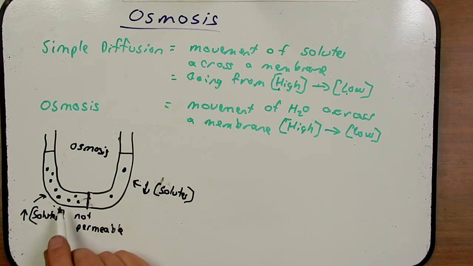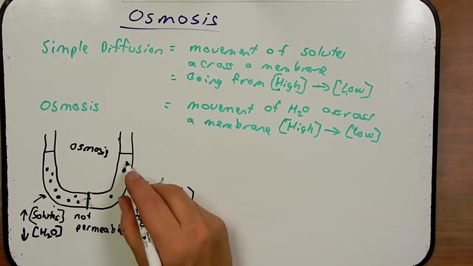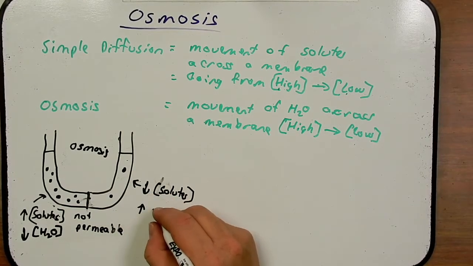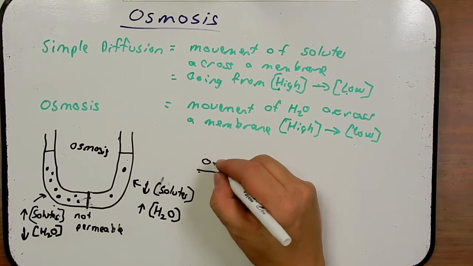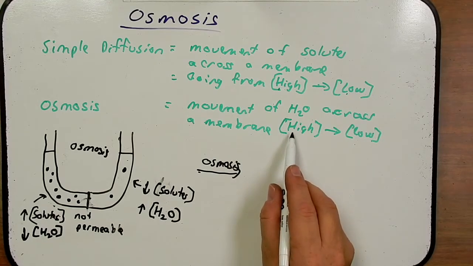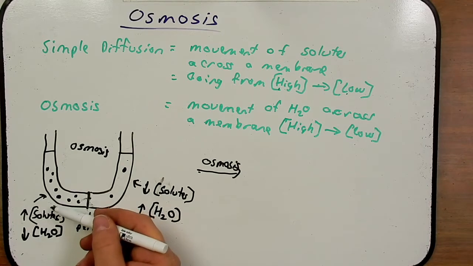And so the concentration of water is going to be the opposite of the concentration of solutes. So this side has a high concentration of solutes, so it's going to have a low concentration of water. Over here, a low concentration of solutes means there's more water, so here we're going to have a high concentration of water. If we allow for osmosis, the movement of the water, we will see it moving from a high concentration to a low concentration. That is, the water will move in this direction.